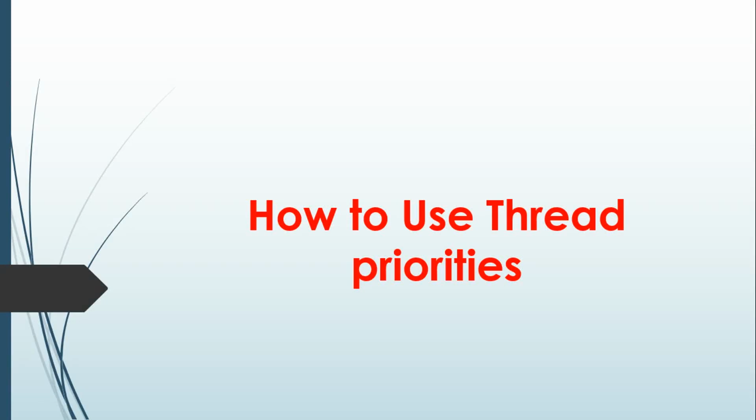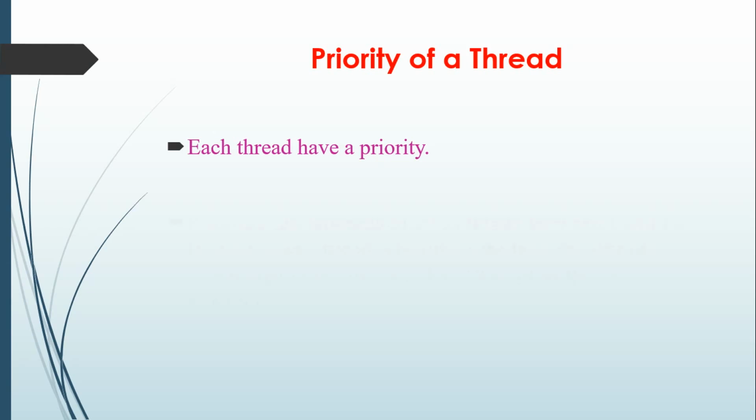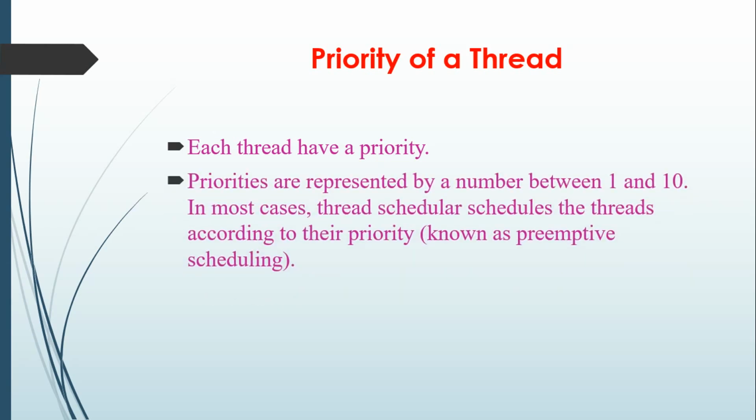In this tutorial we are discussing how to use thread priorities. So first of all, what is thread priority in Java, or how can we decide the priority of a thread? Each thread has a priority. Every thread that we create has some priority. Priorities are represented by a number between 1 and 10.